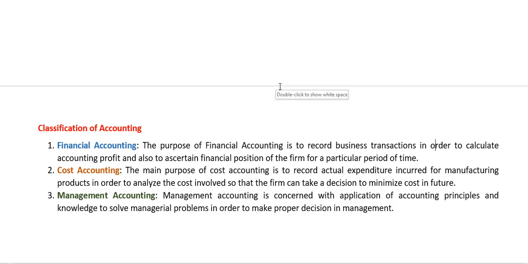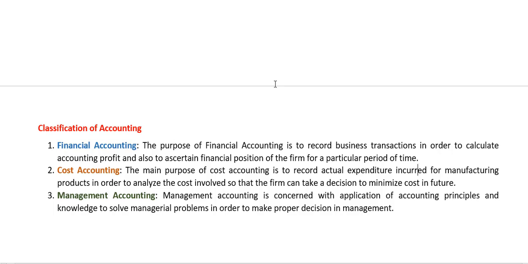So cost accounting, the main purpose of cost accounting is to record actual expenditure incurred for manufacturing products in order to analyze the cost involved so that the firm can take a decision to minimize cost in future. So basically cost accounting is applicable to manufacturing businesses where cost plays a very major and crucial role, where we analyze cost, we allocate cost among various production activities, and finally the purpose behind it is to minimize the cost. And the people studying cost accounting are generally called cost accountants.